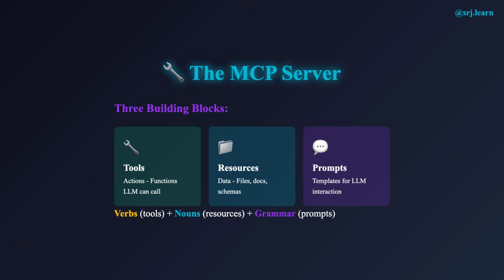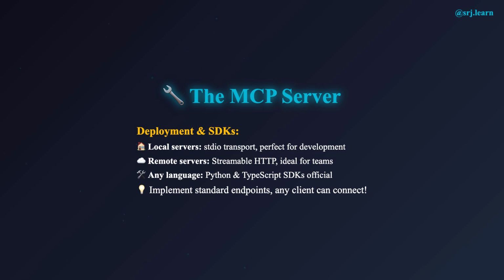Servers can be local or remote. Local servers run on your machine using STDIO transport, perfect for development, personal tools, or when you need direct file system access. Remote servers use streamable HTTP and can be deployed anywhere, ideal for team collaboration, cloud services, or when you need scalability.